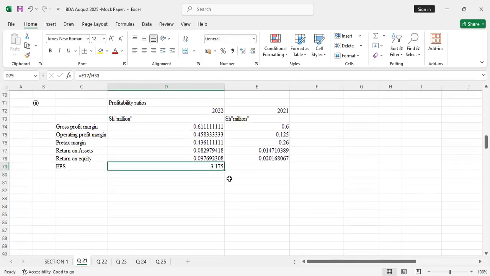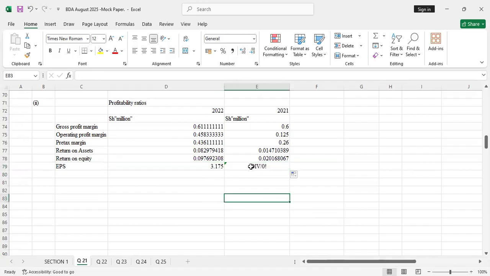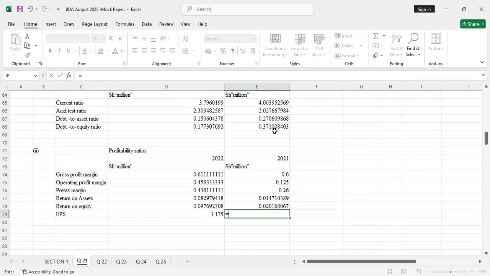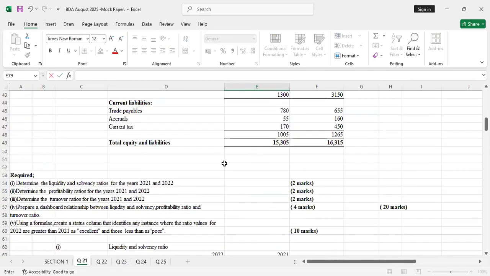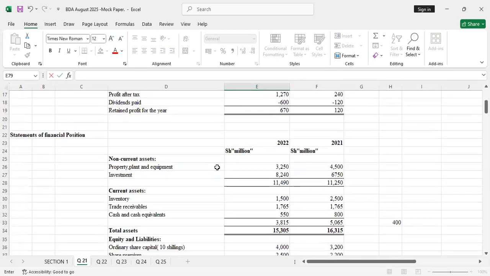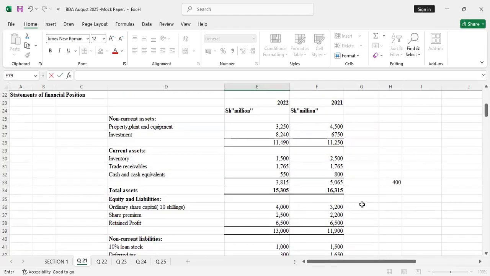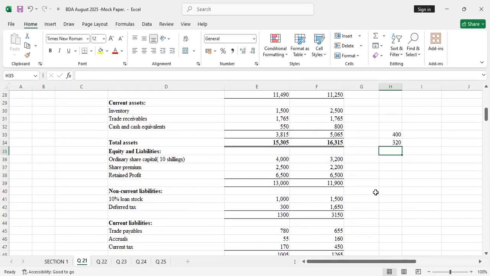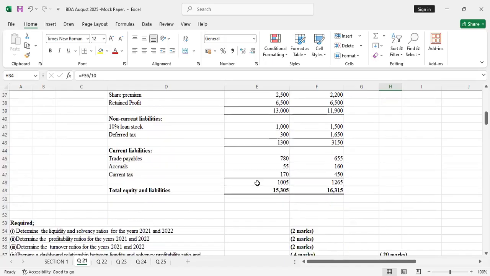Yes, the earning per share will be 3.75. So you can do that by dragging for 2021. For 2021, we have to get the numbers. What is the total number of shares for 2021? The same calculation: you take 3,200 and divide by 10. So it is 320.